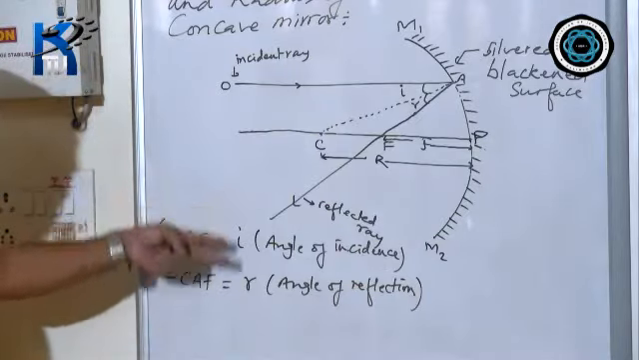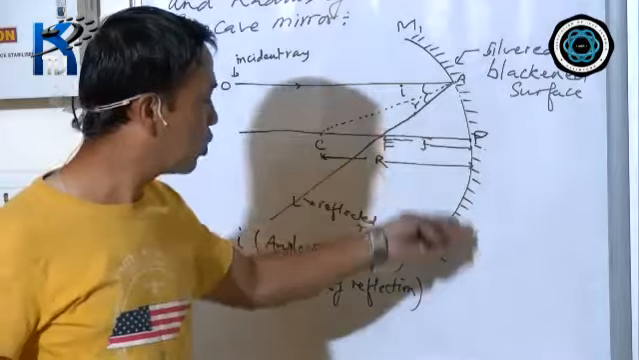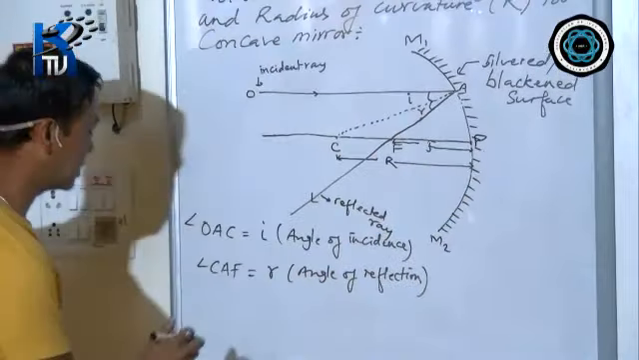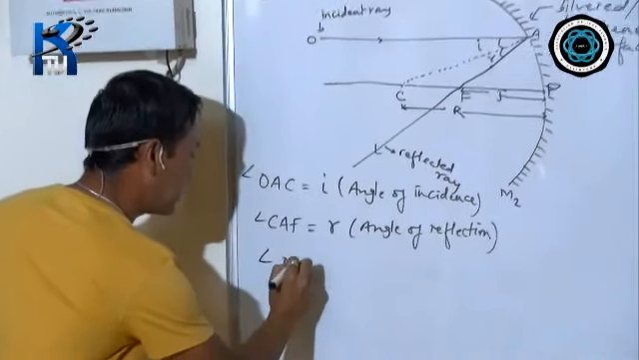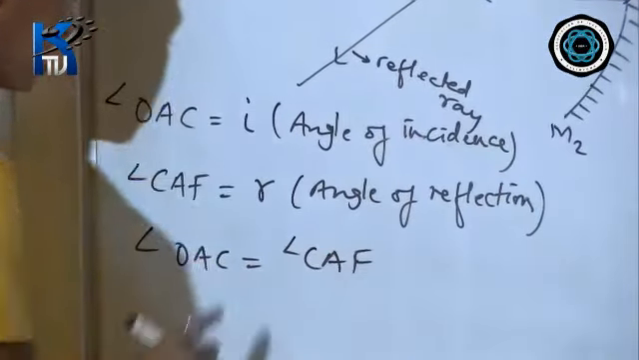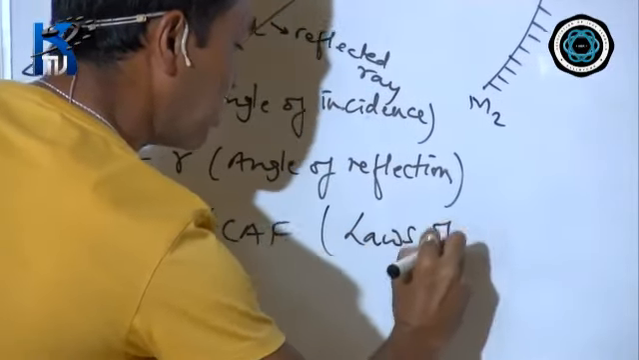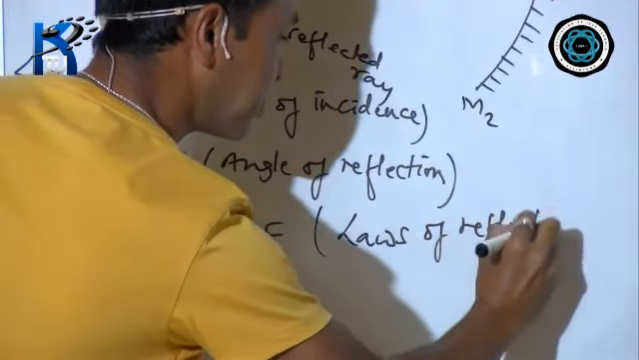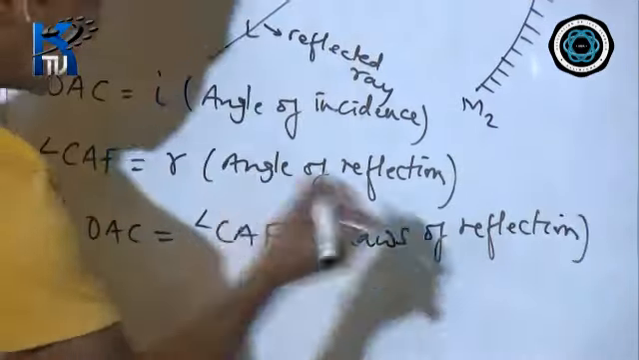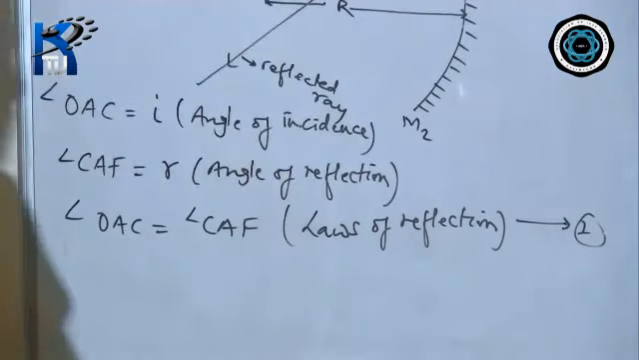Now, if you look at these two angles, they are always equal. That means we are following the laws of reflection. Let me write angle OAC equals angle CAF. Now, these are equal. Why? Because we are following the laws of reflection. So I am considering this as equation 1.